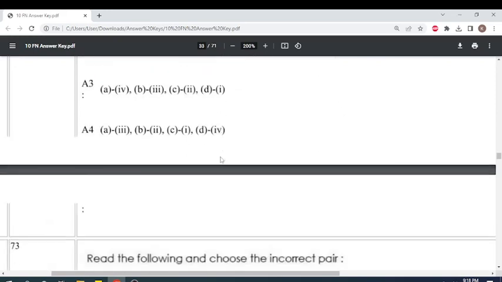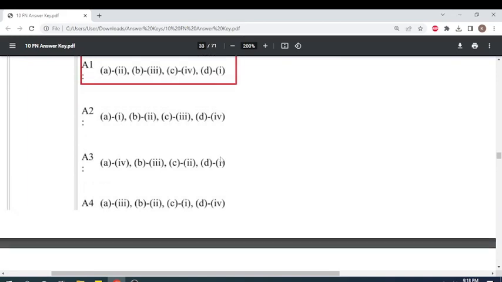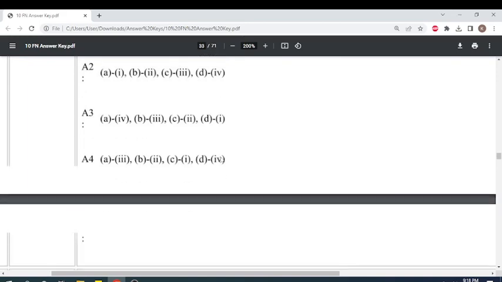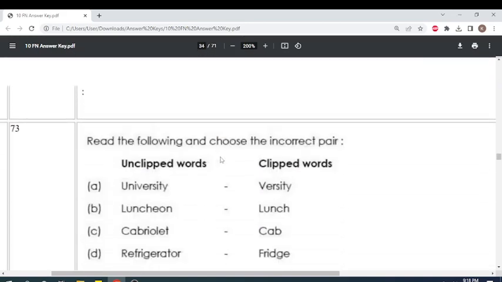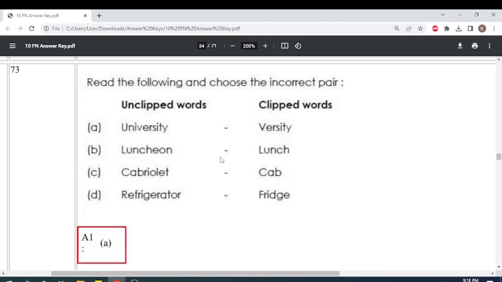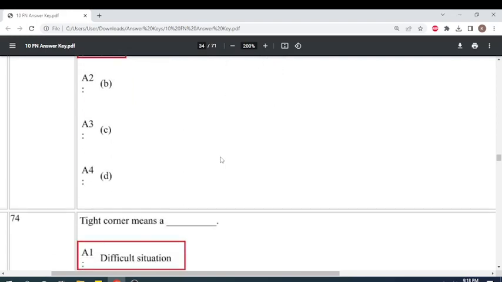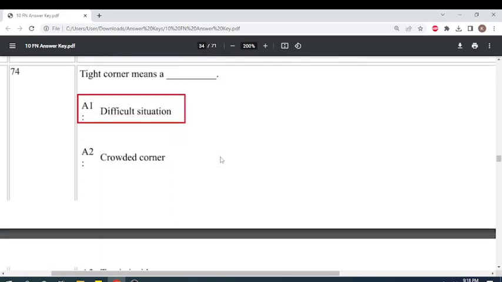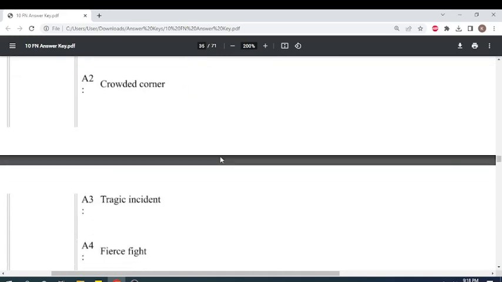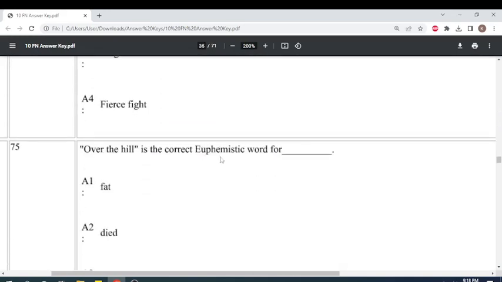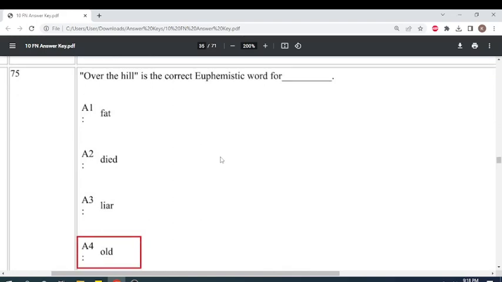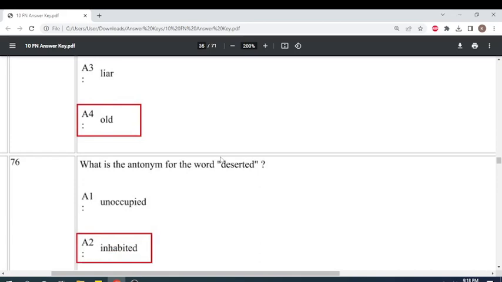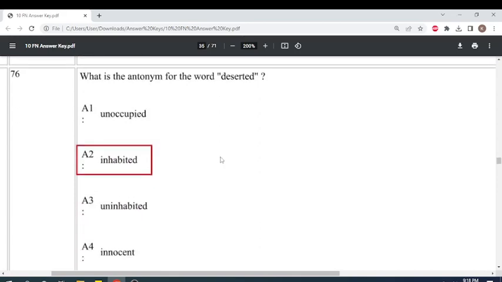72 question answer A1. 73 question answer A1. 74 question answer A1. 75 question answer A4. 76 question answer A2.